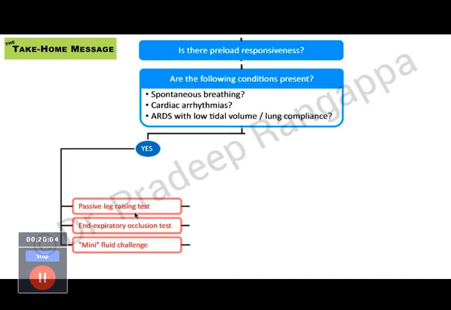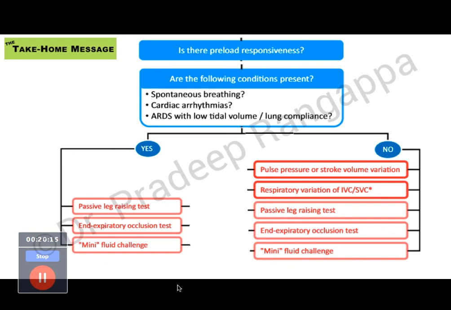Or you do an end-expiratory occlusive test and look at the change in the cardiac output, or a mini fluid challenge and look at a change in cardiac output of 10%. Or if the patient is not spontaneously breathing, then as per the guideline that comes from the French group, you look at pulse pressure or stroke volume variation if the patient is intubated without cardiac arrhythmias with reasonable tidal volumes. Or if this is not possible, you can look at respiratory variation of IVC.